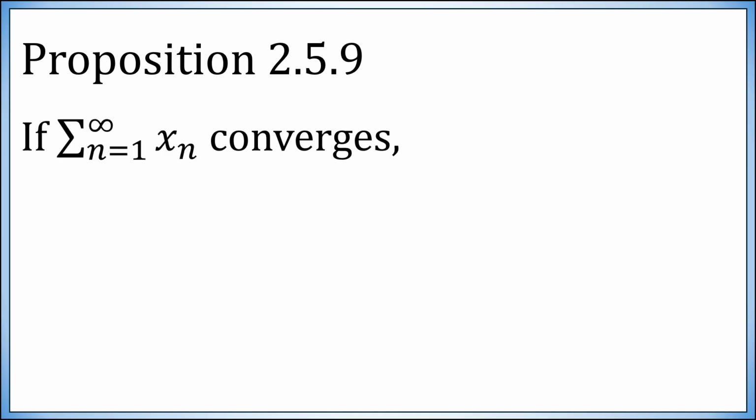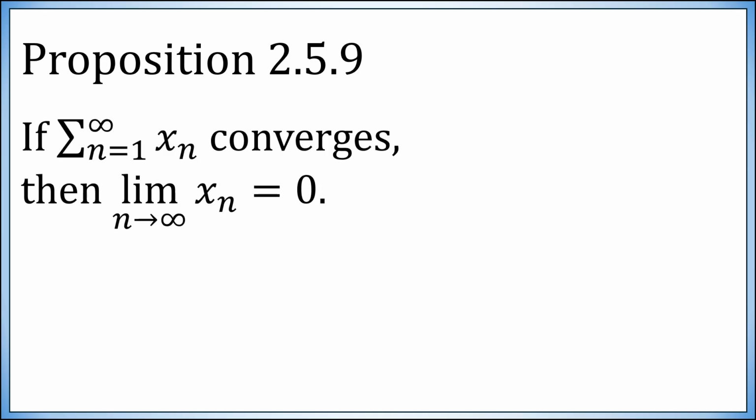Moving right along to Prop 2.5.9. If a series converges, then the underlying sequence must converge to 0. Observe a nice distinction here between the hypothesis and conclusion. The hypothesis is that the series converges to anything. The conclusion is that the sequence underlying that series must very specifically converge to 0. So if the series converges, then the sequence must converge to 0.